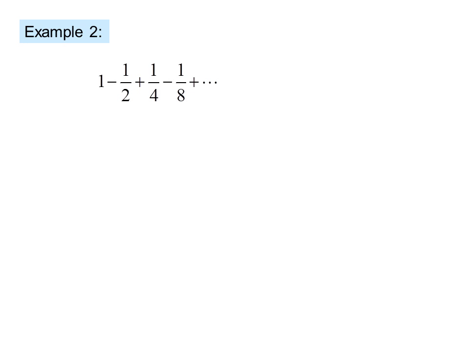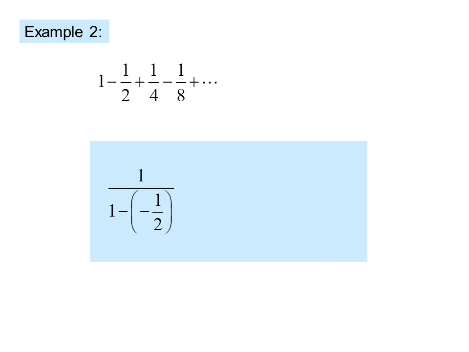Example 2: 1 minus 1/2 plus 1/4 minus 1/8. The first term is 1. The common ratio is negative 1/2. So the infinite sum is 1 over 1 minus negative 1/2, where 1 is a, the first term, and negative 1/2 is r, the common ratio. So we get 1 over 1 plus 1/2, 1 over 3/2, which is 2/3.